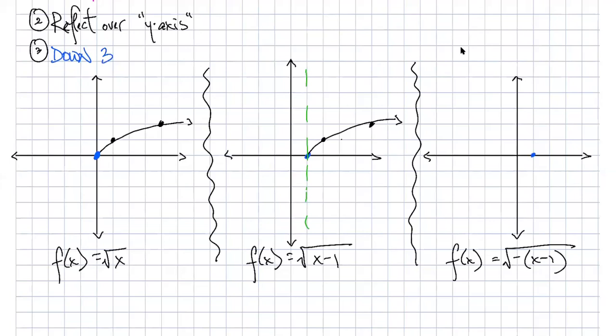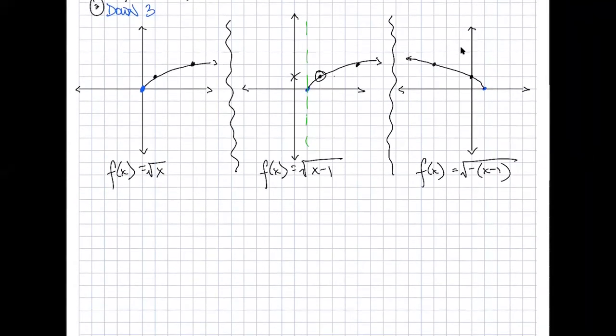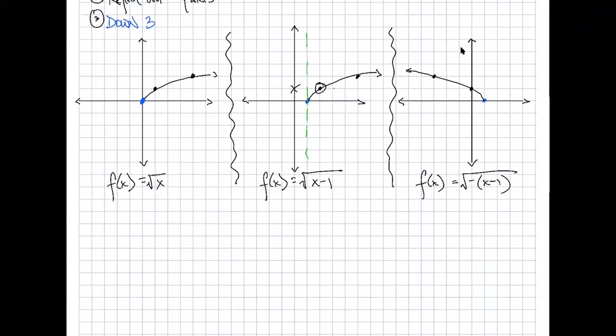So that means the center point's gonna stay, but this first black point over here is now gonna be over here because I reflected over that green line. So I've got 1 point here, and then the other one is going to be here. Okay. And then the last thing is we're going to take that whole picture, we're going to move it down 3 units.